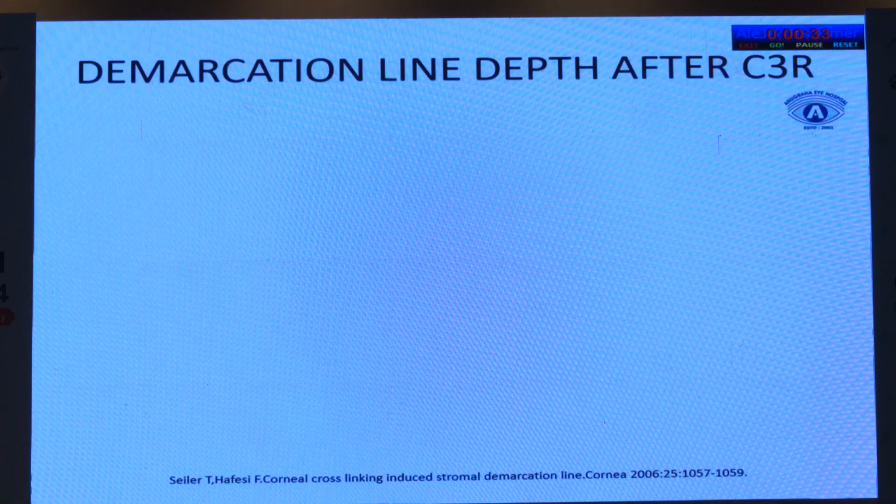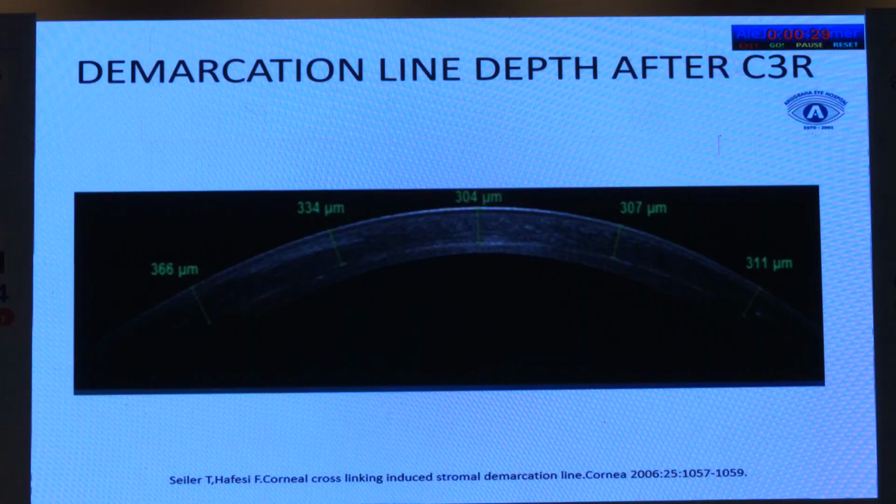In keratoconus, after C3R, you can use it to see the depth of the demarcation line. The presence of a demarcation line is like a surrogate measure to verify that your C3R has worked. With different protocols, the demarcation line appears at different depths.